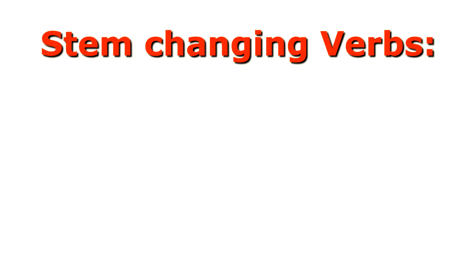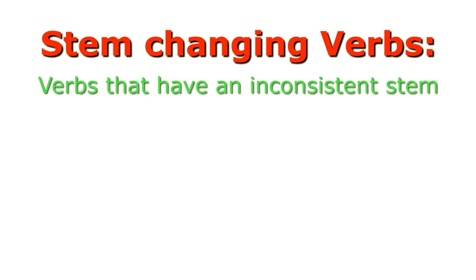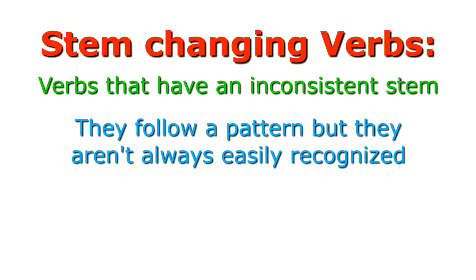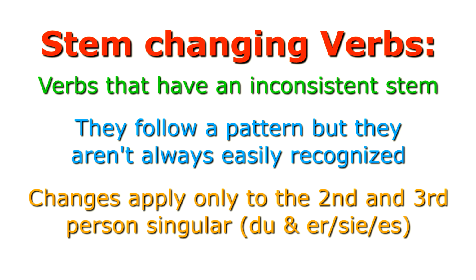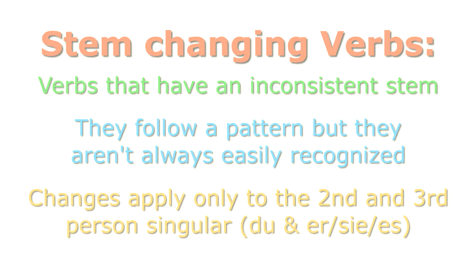Now we get to stem changing verbs. These verbs have an inconsistent stem in the conjugation forms. There's a pattern to them, but it doesn't always apply. Many of them you will have to just memorize. These stem changes generally apply only to the second and third person singular. So no need to worry about ich or the plural forms.